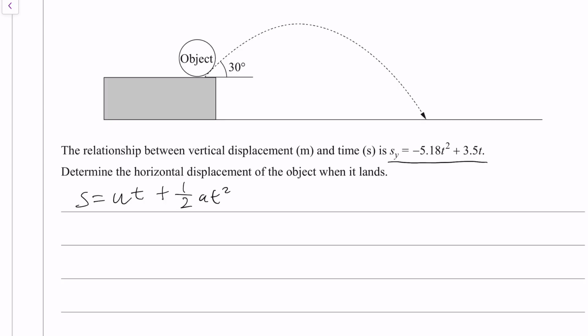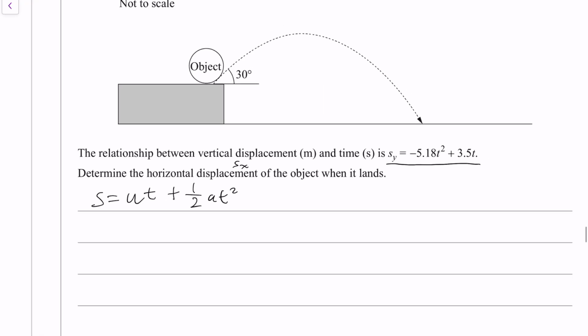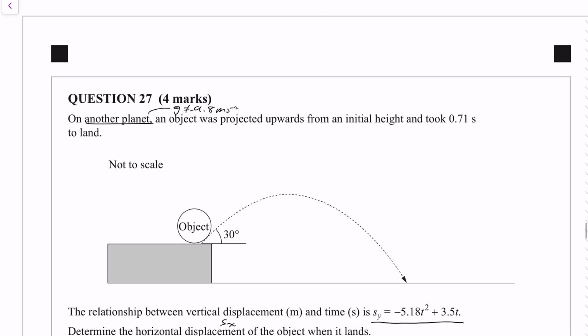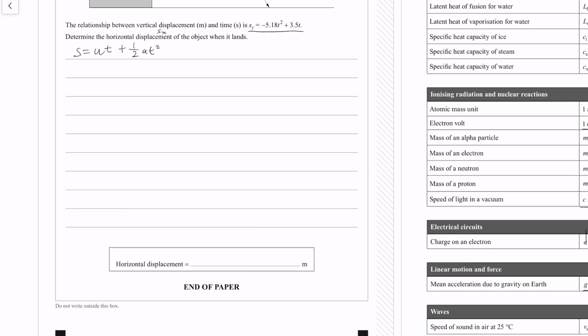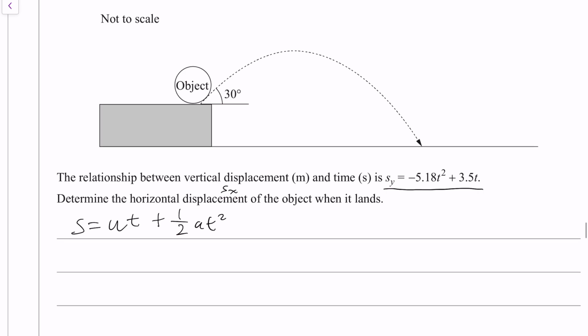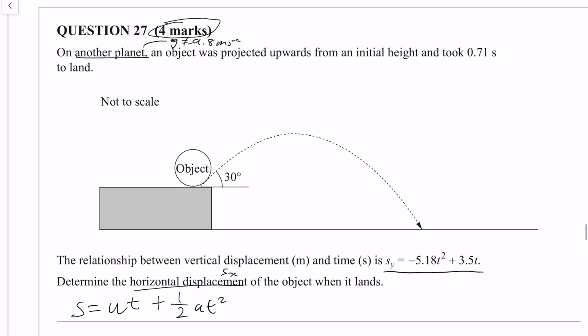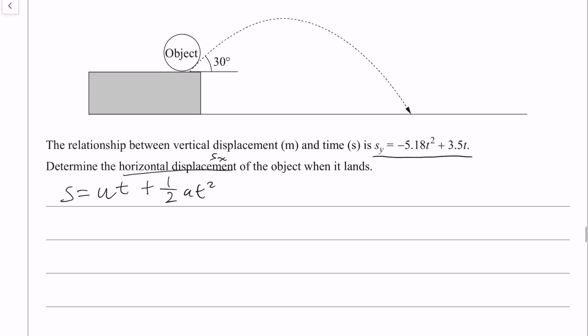Now a lot of people might think, how do you go straight there? It doesn't have horizontal displacement. It doesn't have sx. But sometimes, especially with these 4-mark questions, you need to do a couple of prior steps using different formulas that you can work with in order to get the final answer for horizontal displacement. So if you're ever stuck with these sort of questions, just write something that's related.